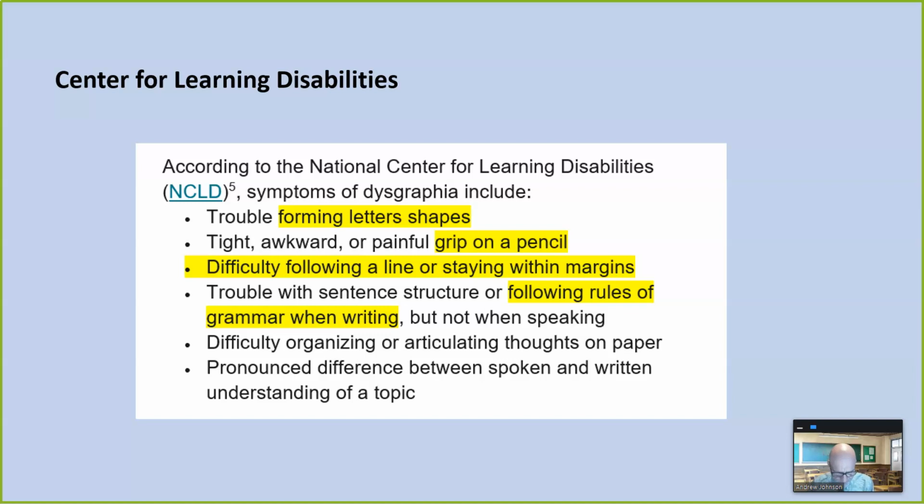And by the way, difficulty organizing or articulating thoughts on paper, that's called a first draft. If you would have seen the first draft of this podcast, I would have been diagnosed with dysgraphia.